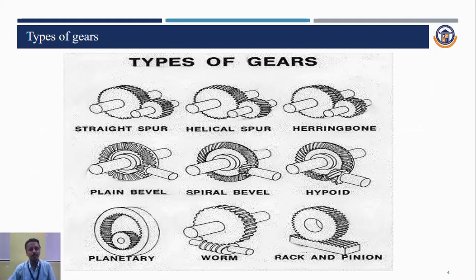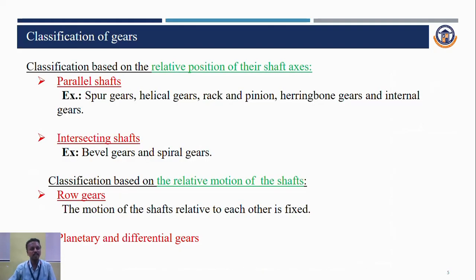So these are the types of gear. First one will be a straight spur gear, second one will be a helical gear, third one will be a herringbone gear, and then plain bevel gear, and then spiral bevel gear, and then hypoid gear, and then planetary gear, worm and worm wheel gear, and then rack and pinion gear. So these are the types of gears. These gears are used according to its applications, as well as the processes.